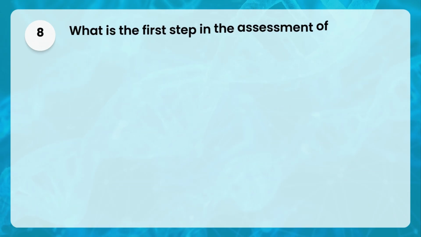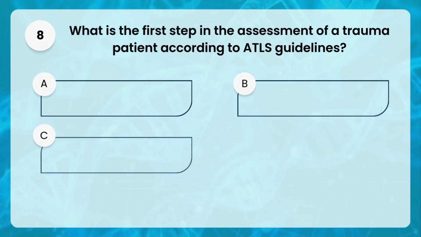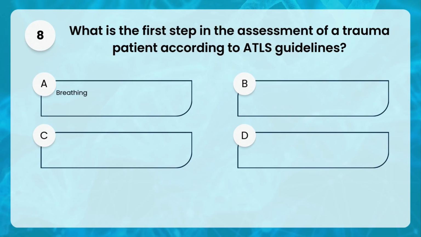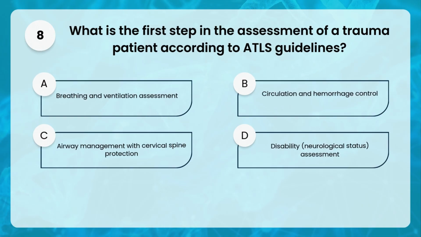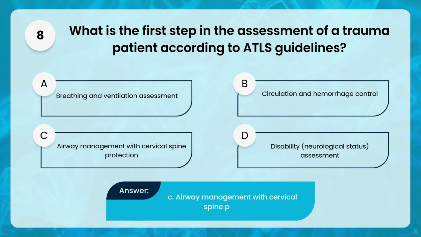Number 8. What is the first step in the assessment of a trauma patient according to ATLS guidelines? A. Breathing and ventilation assessment. B. Circulation and hemorrhage control. C. Airway management with cervical spine protection. Or D. Disability neurological status assessment. The answer is C. Airway management with cervical spine protection.